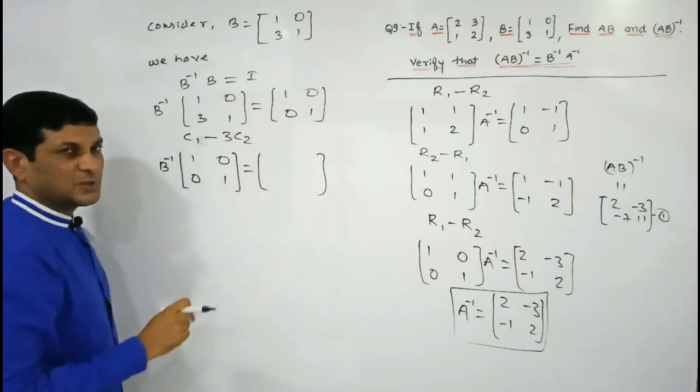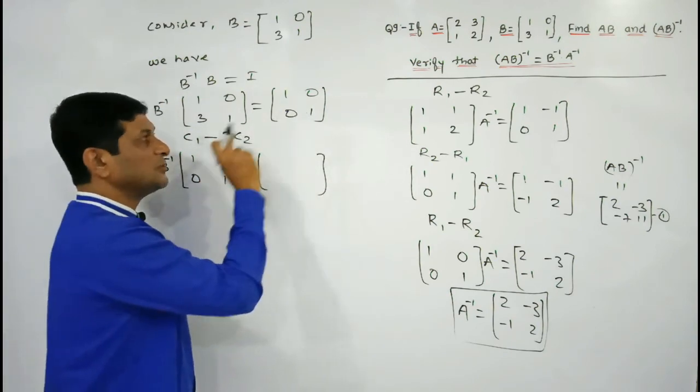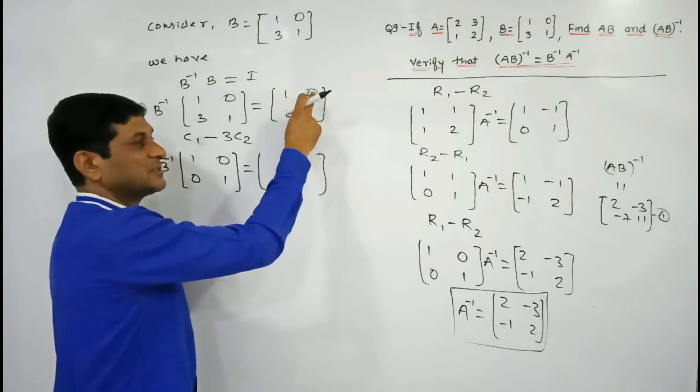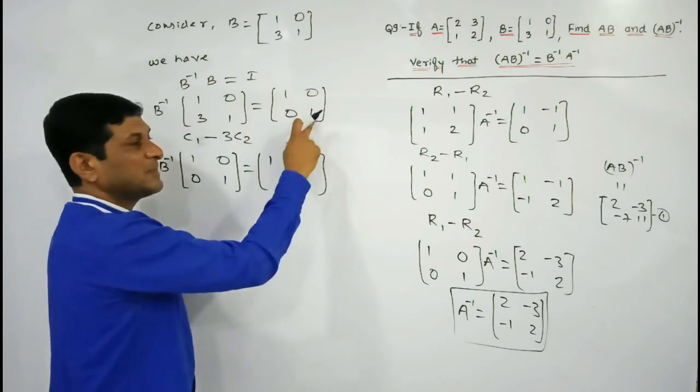Perform the same operation on C1 on this side. Multiply C2 by minus 3. 0 into minus 3 is 0. 0 plus 1 is 1. Multiply by minus 3 here.